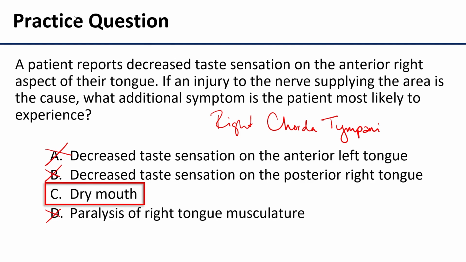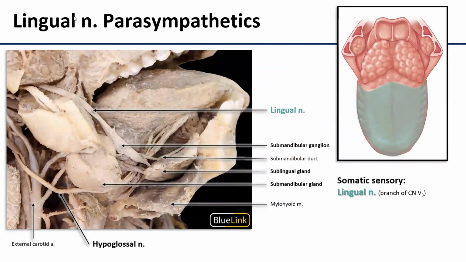likely answer here. Now, the reason it absolutely is the correct answer is because the parasympathetics that innervate both our sublingual glands and submandibular glands are also carried by the chorda tympani. So any injury to that chorda tympani nerve would not only affect taste on that side of the tongue, it would also inhibit secretion by these two salivary glands. All right, so dry mouth and decreased taste go hand in hand.